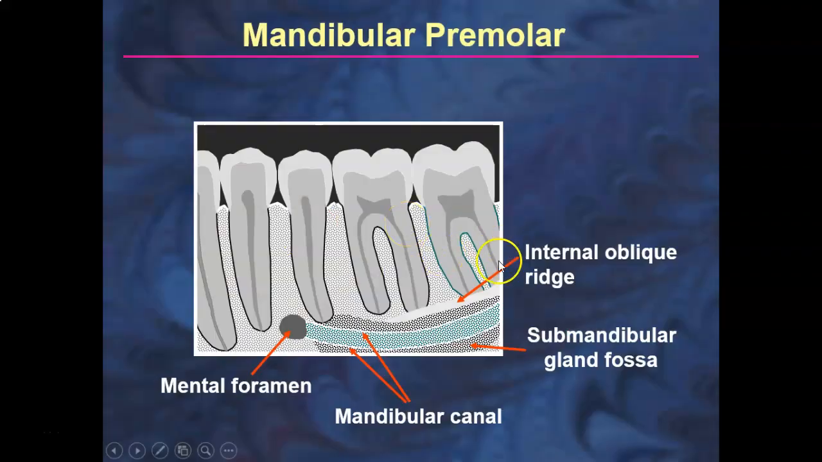In the mandibular premolar shot, we're going to see the mental foramen. We quite possibly could see the mandibular canal that houses the nerve there. We could see the internal oblique ridge possibly superimposed there. And then we can see more of a radiolucent area, which would be the submandibular gland fossa.